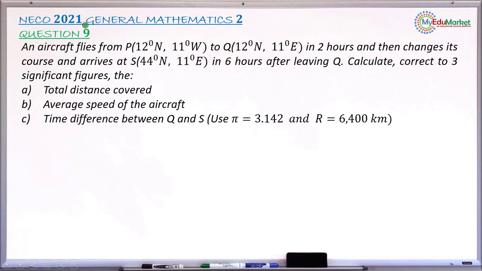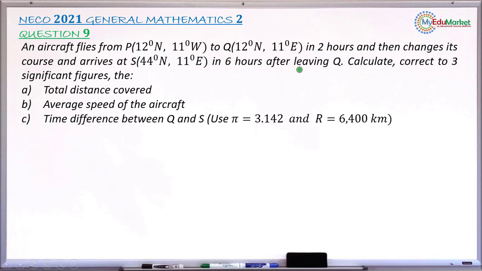This is NECO 2021 General Mathematics Paper 2, and we are answering question number 9. The question reads: an aircraft flies from the location P, which is on latitude 12 degrees north and longitude 11 degrees west, to another location Q, which is on latitude 12 degrees north and longitude 11 degrees east, and that takes 2 hours. Then it changes direction and arrives at another location S, which is on latitude 44 degrees north and longitude 11 degrees east. This takes 6 hours from Q to S.